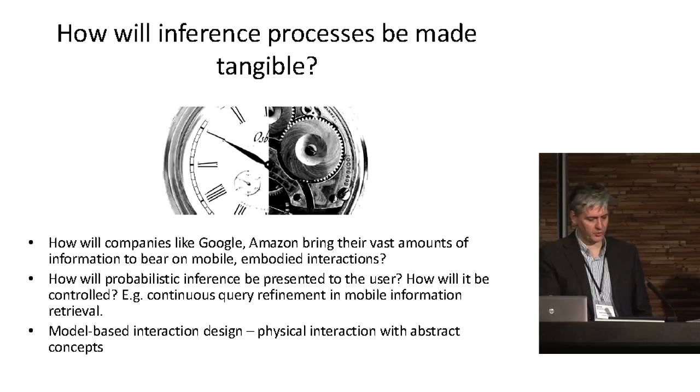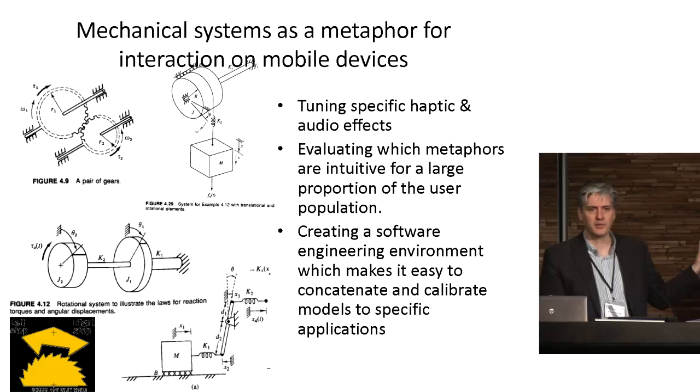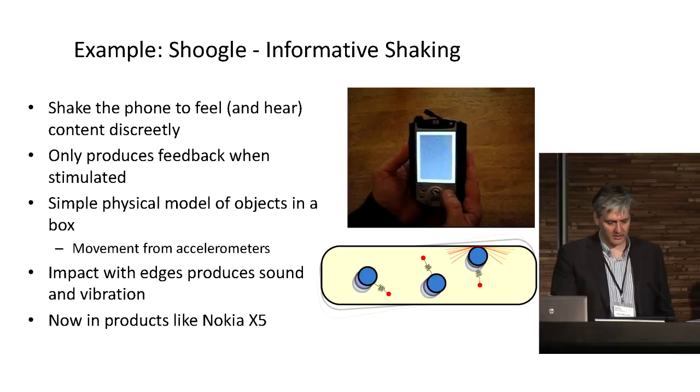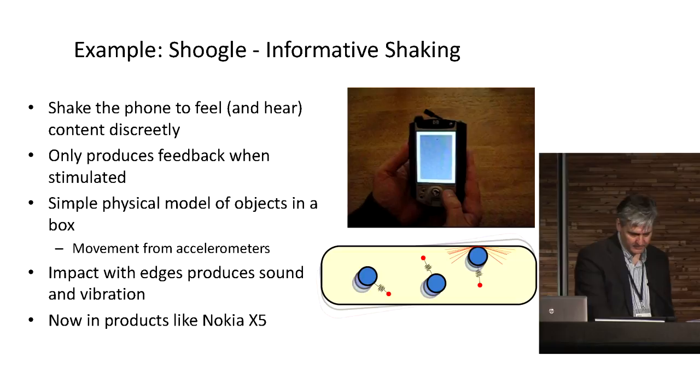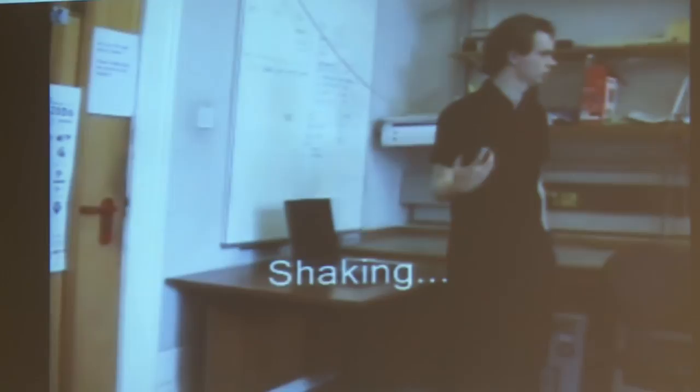And sometimes we might want to link quite complex methods to the parameterization of simple pseudo-mechanical systems. And as a little demo of that, we've got another system that we built called Shugle, which is a good Scots word for shaking. It should be coming up any moment. Shugle is a novel auditory and tactile interface. Information is excited by shaking.